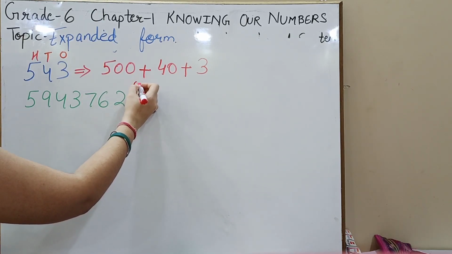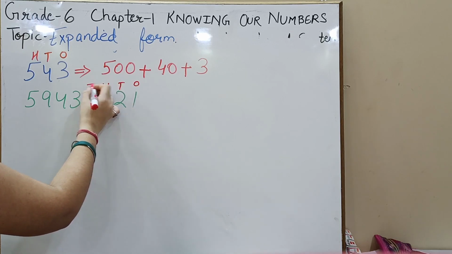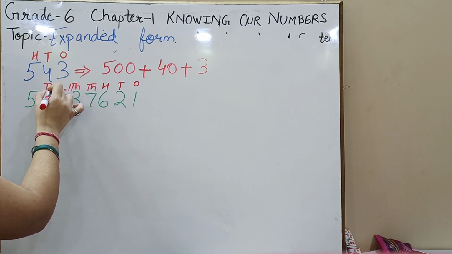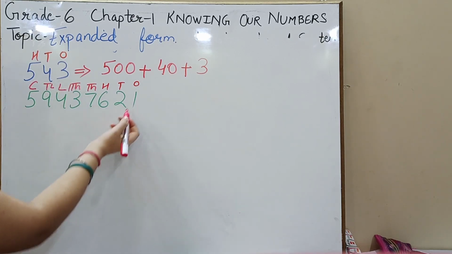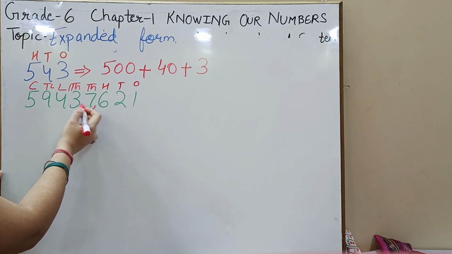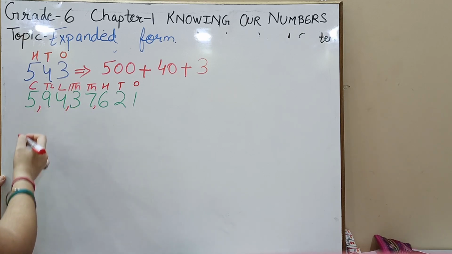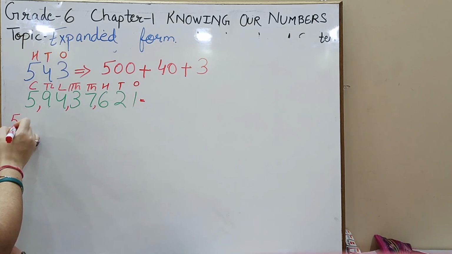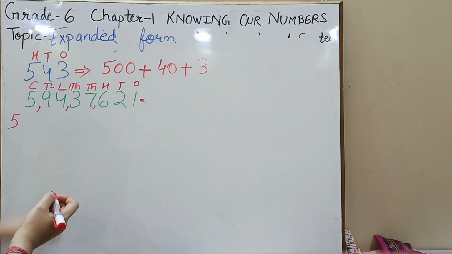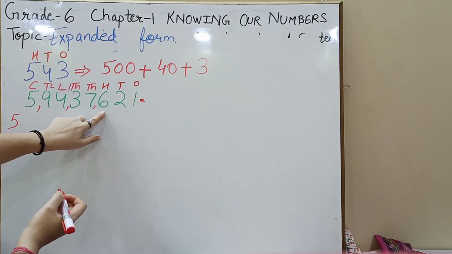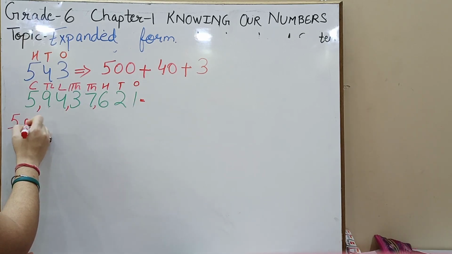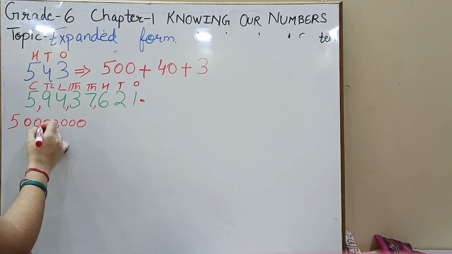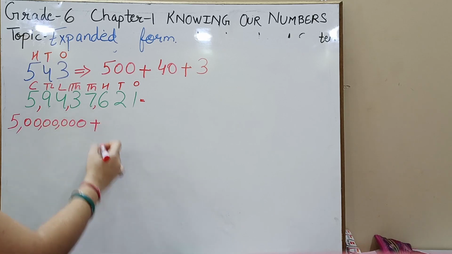Very simple. Ones, tens, 100, 1000, 10,000, lakh, 10 lakh, crore. Now place the commas: 1, 10, 100, comma, 1000, 10,000, comma, lakh, 10 lakh, comma, and crore. Very simple. I told you, write the first number as it is. Now how many zeros are there in a crore? Count it. 1, 2, 3, 4, 5, 6, 7. So 7 zeros. Just put down the commas accordingly. Plus next digit.